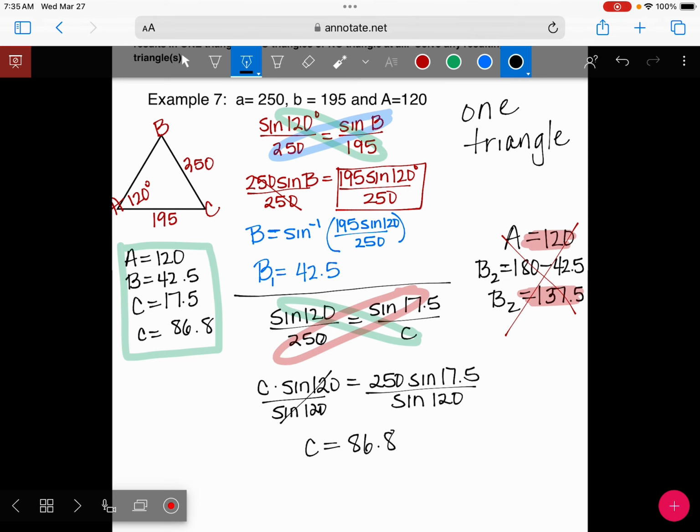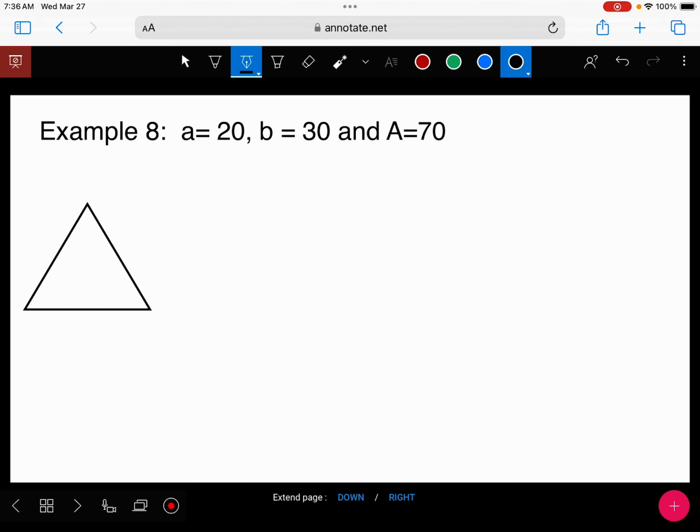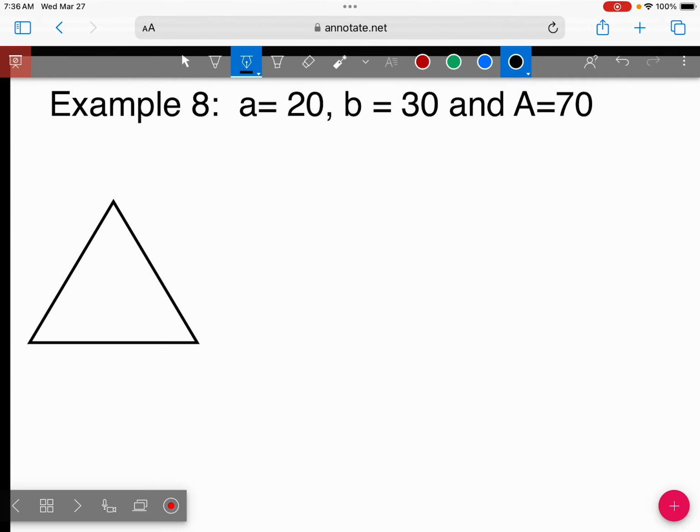All right, let's look at example 8. So example 8, again, we have our ABC. So I know little a is 20. Little b is 30. And A is 70. Go ahead and find angle B.